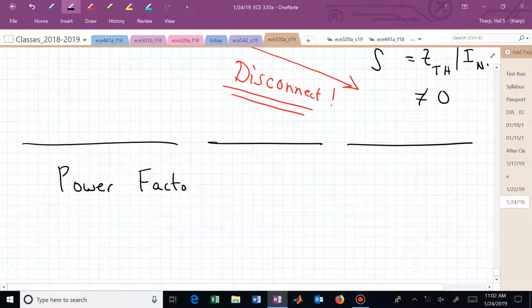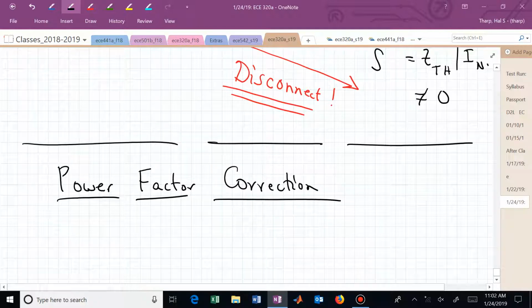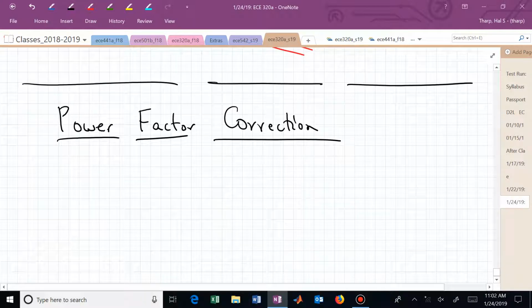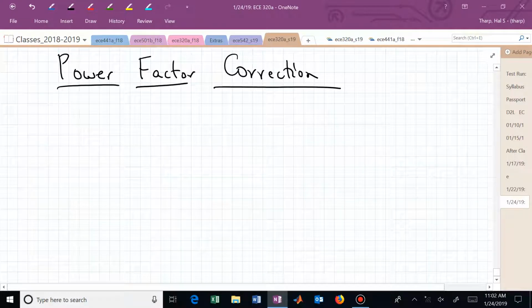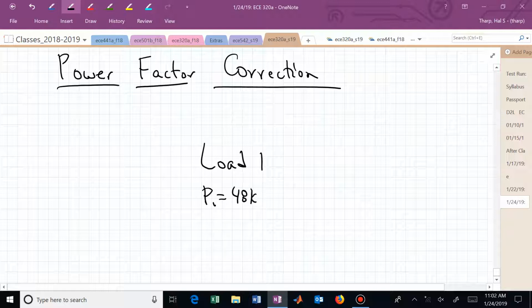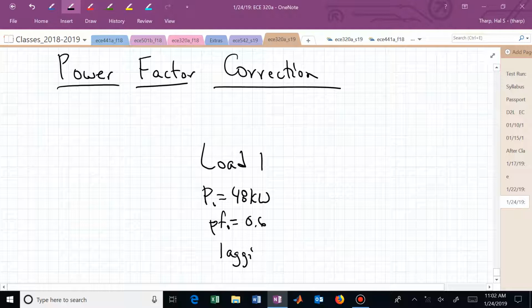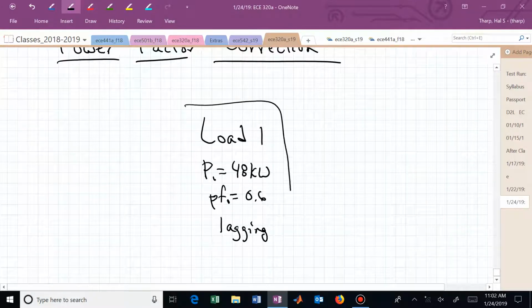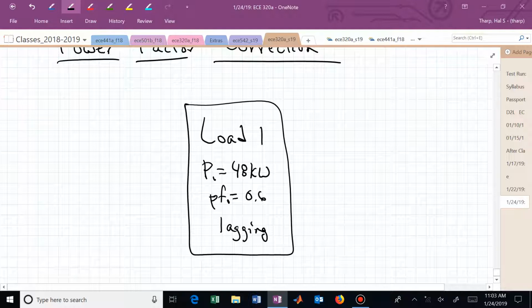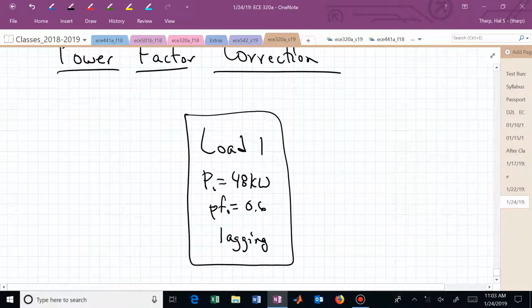One more topic in single-phase circuits that we want to work through before we move into Chapter 11 is power factor correction. And what do we mean by that? Suppose now that we have two loads. Load 1, let's say P1 is now 48 kilowatts with a power factor of 0.6, and suppose we're told that that's lagging. We can't just say a power factor of 0.6 and know everything we need to know about that load.